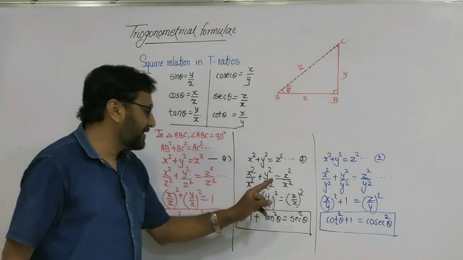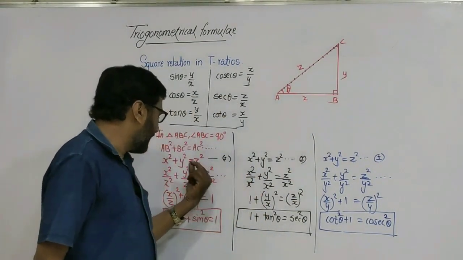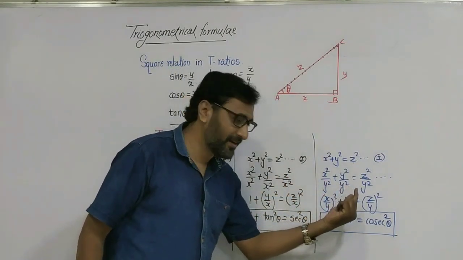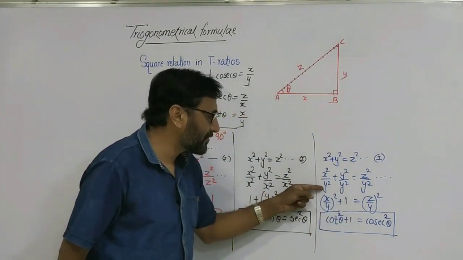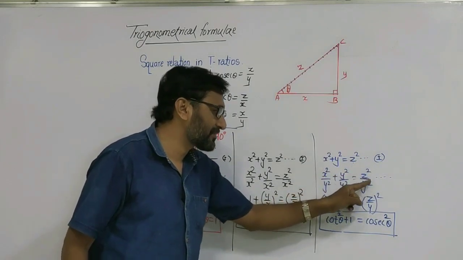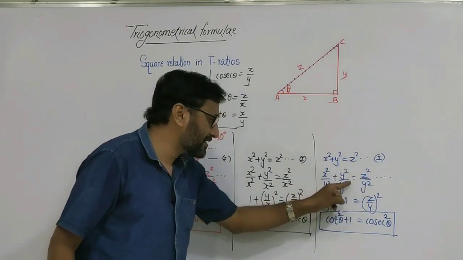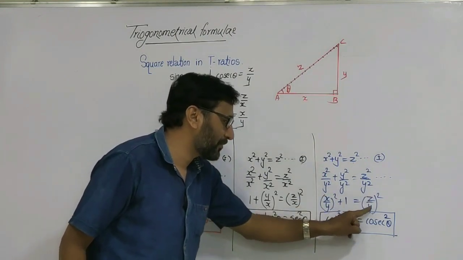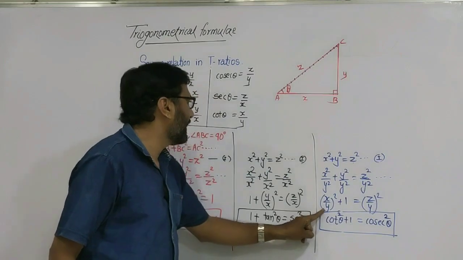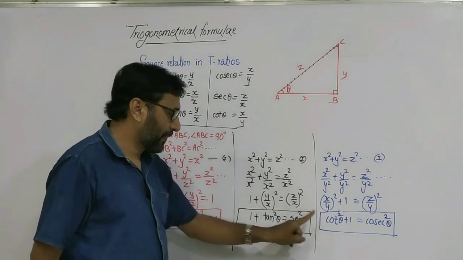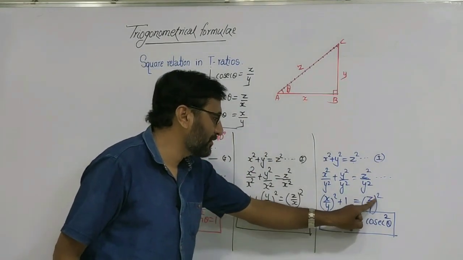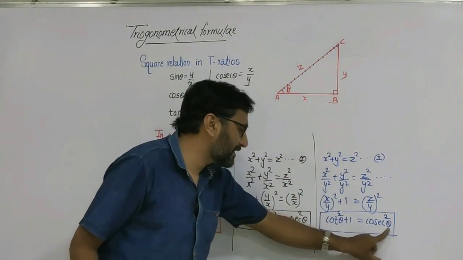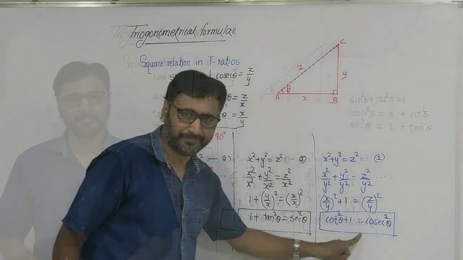Again, instead of dividing by x square or by z square, if we divide by y square, you will get x square upon y square plus y square upon y square is equal to z square upon y square. Y square gets cancelled. You will get x upon y the whole square plus 1 is equal to z upon y the whole square. What is x upon y? X upon y means cot square theta. So cot square theta plus 1 is equal to, z upon y is what? Z upon y is cosec. So cosec square theta is equal to cot square theta plus 1.